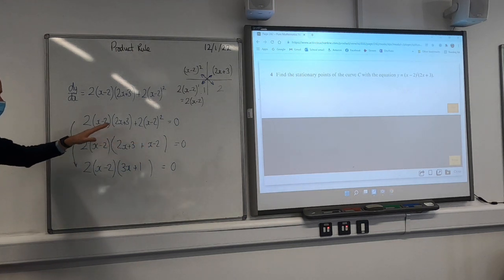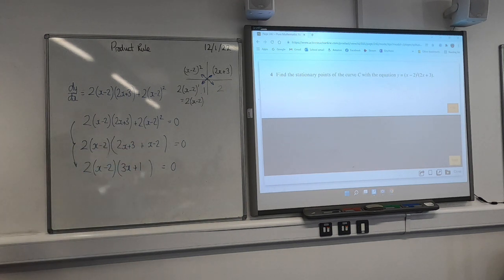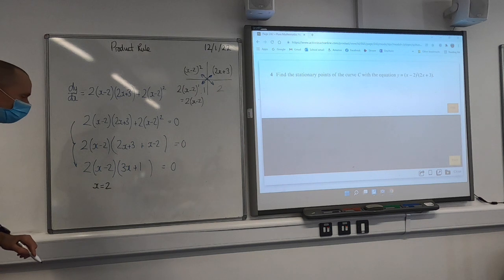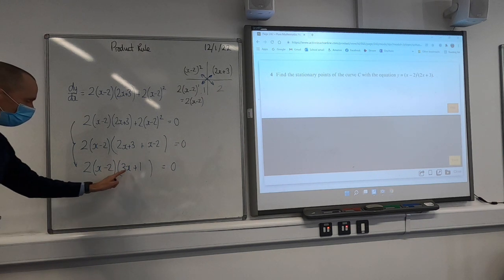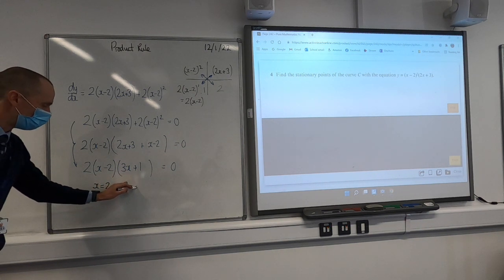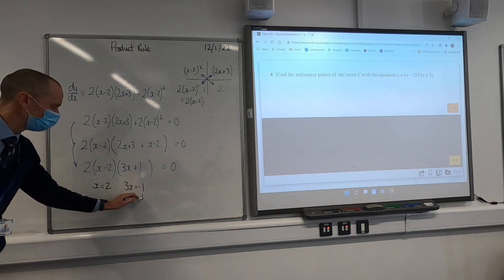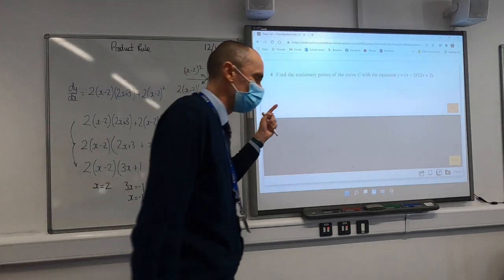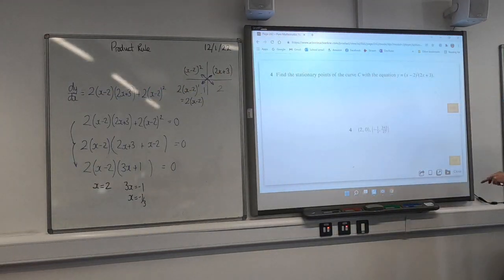And then I can combine what this has got in common with what this has got in common. And so this is just like a normal GCSE quadratic. This will equal 0 when x is 2, and when that equals minus 1, so that's when x is minus a third. And then I can go back and substitute that into my original function to get the y values, which we won't do now, but well done if you had already managed to do that.